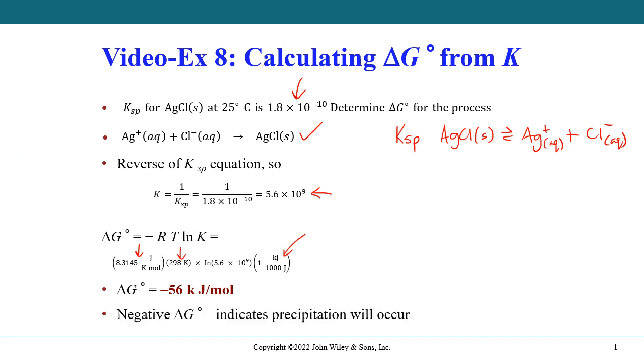And this tells us that it's a negative delta G, indicating that precipitation is going to occur. So if we take a look at this reaction here, if we add silver ions and chloride ions, we will definitely get a precipitate because the delta G is negative, indicating a spontaneous forward reaction.